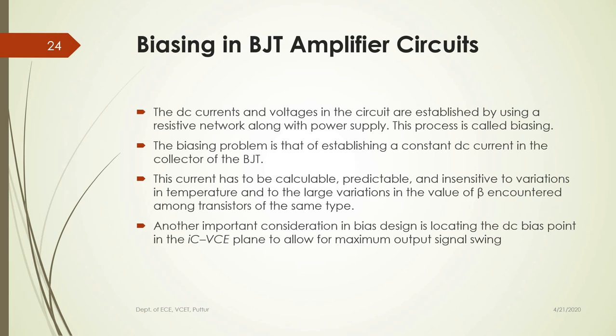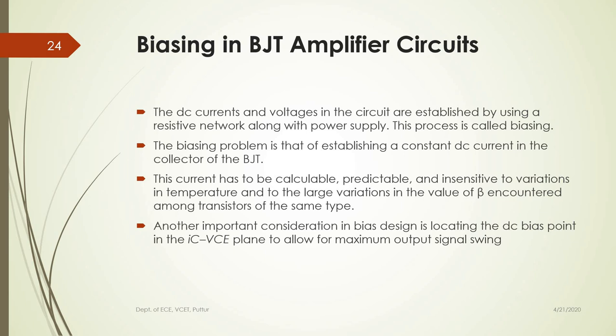The next problem is another important consideration in the bias design: locating the DC point in the IC-VCE plane. That is to allow the maximum output signal swing. So if we get the DC bias point at the center of the DC load line, then we are going to get the maximum output signal swing. This is one of the considerations.